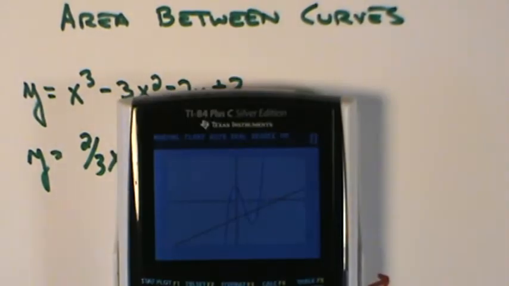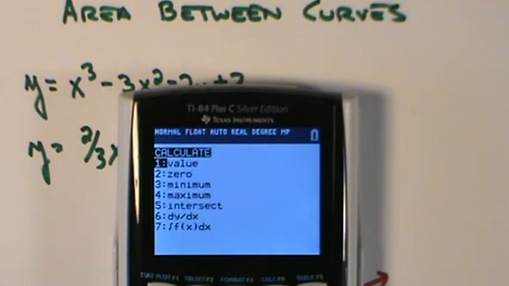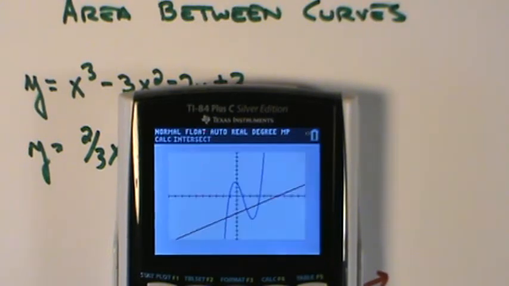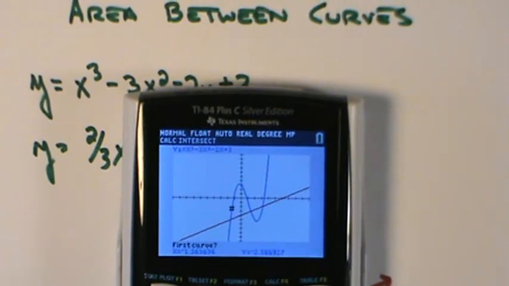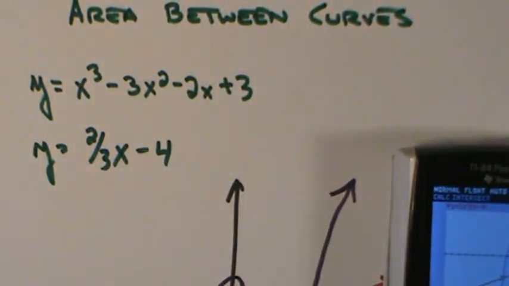I already have this graphed on my calculator, and so I'll go second calc, I'll find the points of intersection, first curve, second curve, and do a guess right there, and that gives me a value. So I'm going to start with the leftmost value, which is negative 1.5645. I'll find the next value.